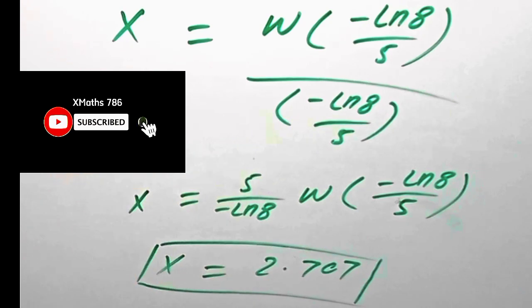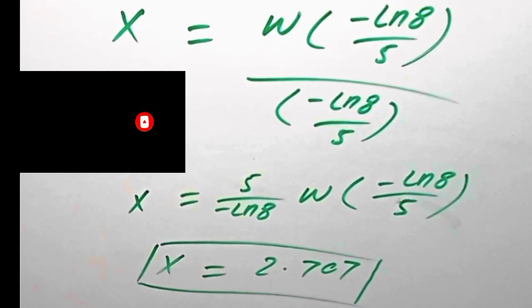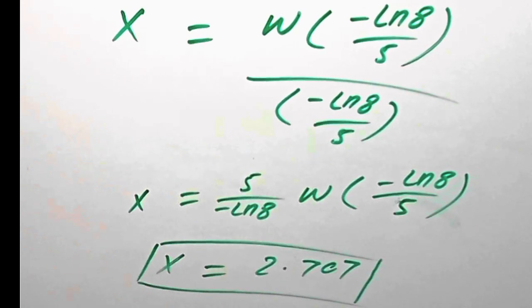So x is equal to 2.707. I hope you enjoyed how to solve this type of exponential equation by using the Lambert W function.